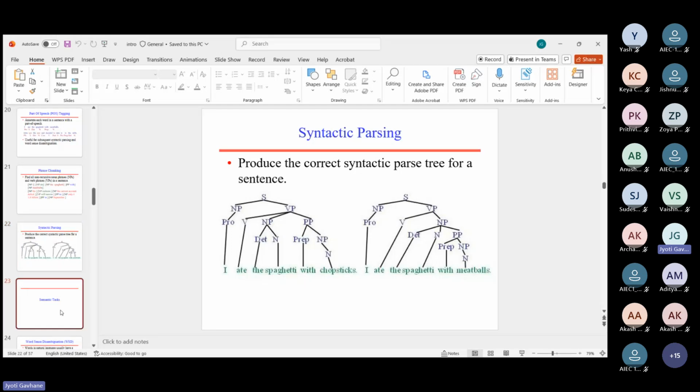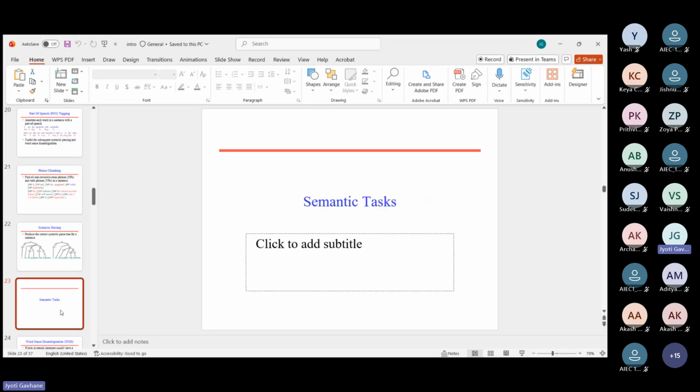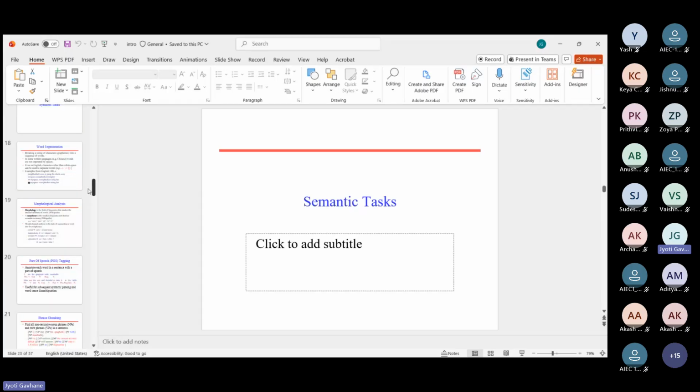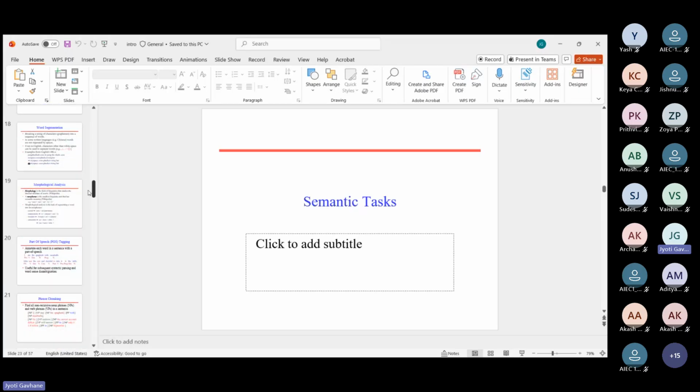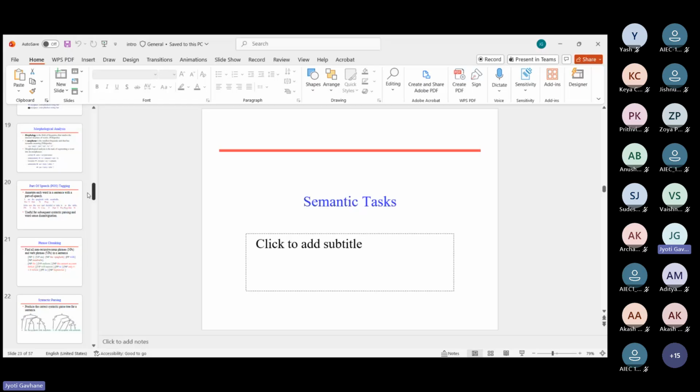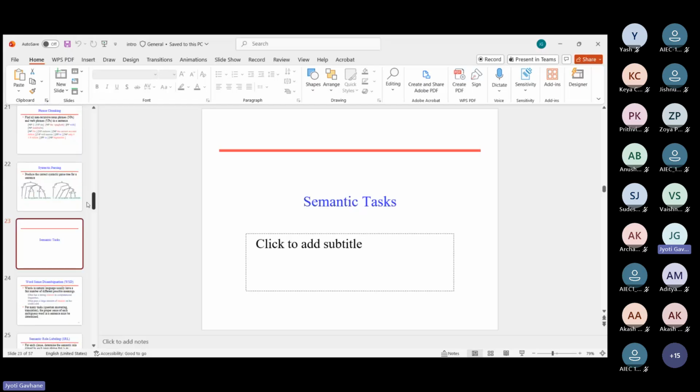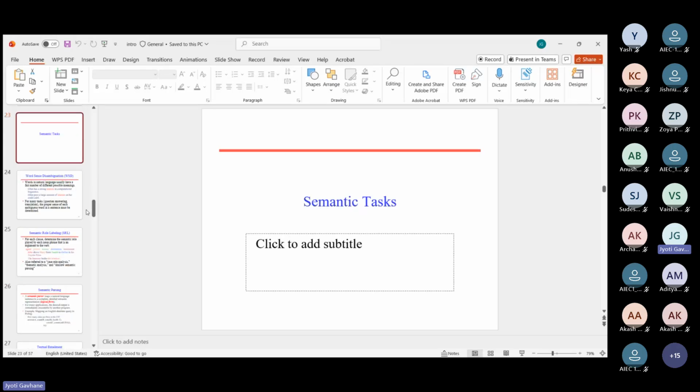Now, how many phases have you seen in the syntactic analysis? Just go through that. The first one is word segmentation, the second is morphological analysis, then POS tagging, phrase chunking, and the last one is generating the parse tree. So in total, five tasks make up the first phase, syntactic analysis.